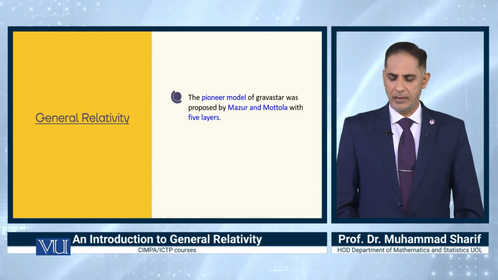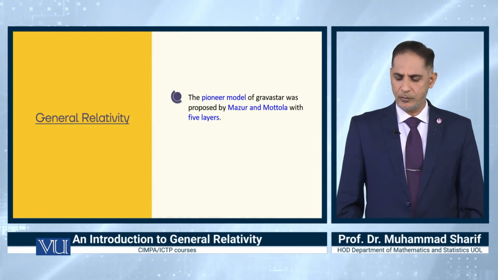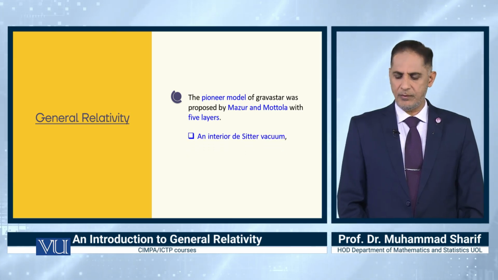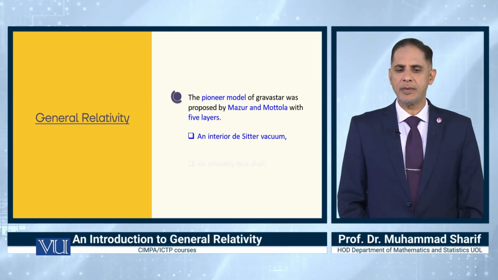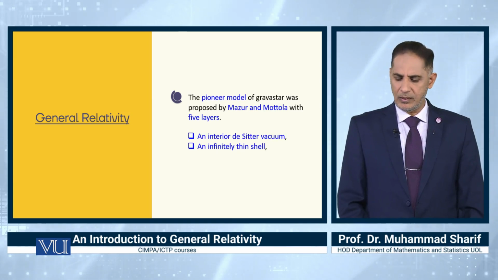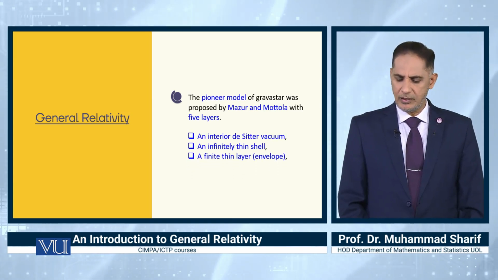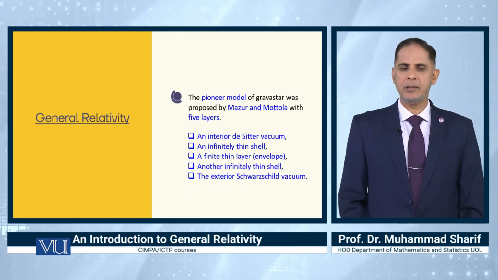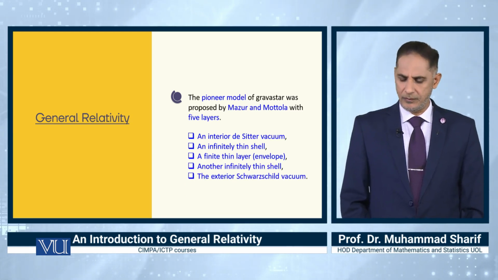The first model, or the pioneer model of the gravastar, was proposed by Mazur and Mottola with 5 layers. Number 1, an interior de Sitter vacuum. Number 2, an infinitely thin shell. Number 3, a finite thin layer. Number 4, another infinitely thin shell, and finally the exterior Schwarzschild vacuum.